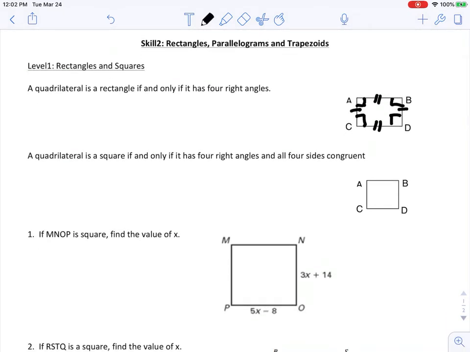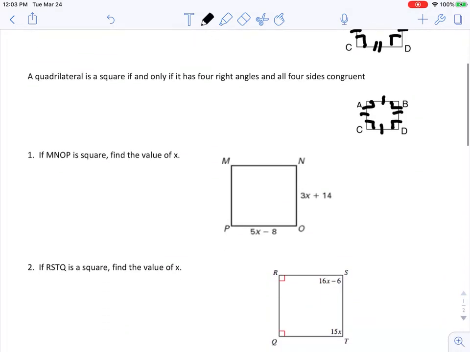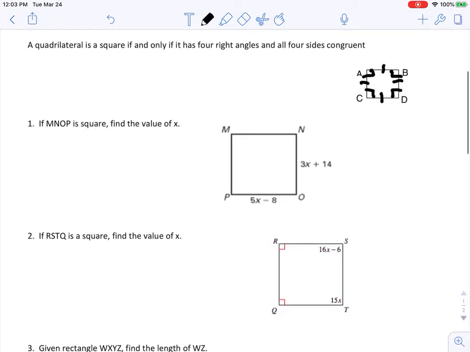Now a square, you probably know these properties also, is a special type of rectangle. It also has 4 right angles, and then for a square though, all sides are congruent. Now we're going to use those two properties to answer a couple questions. So let's look at the first example here.